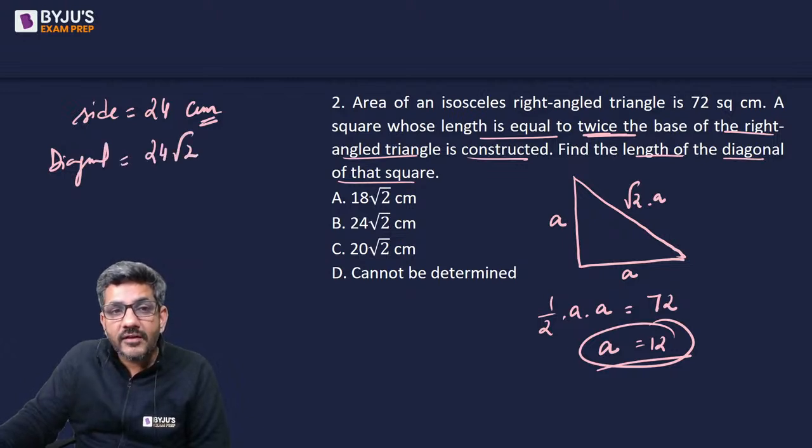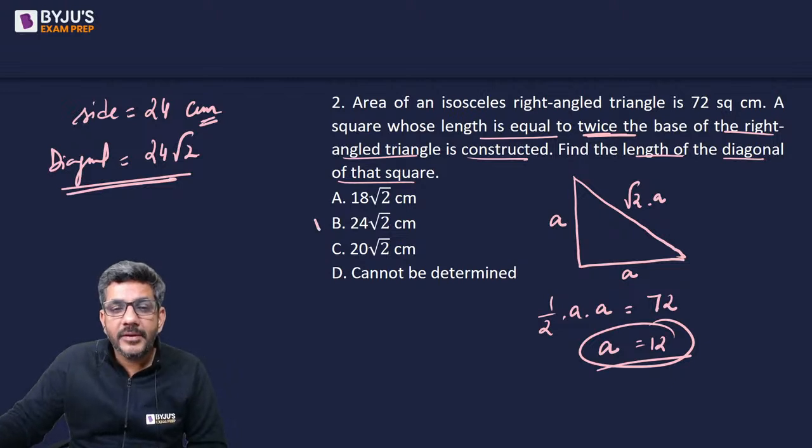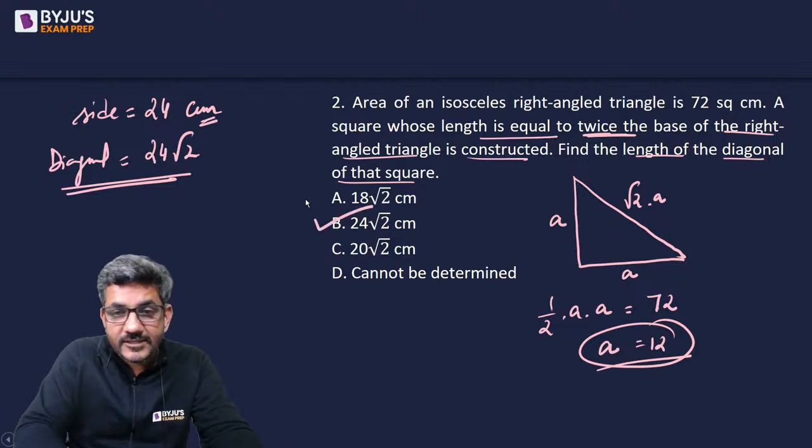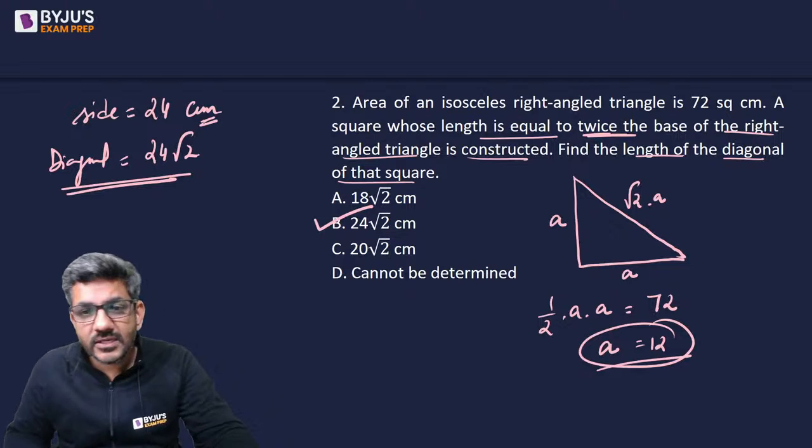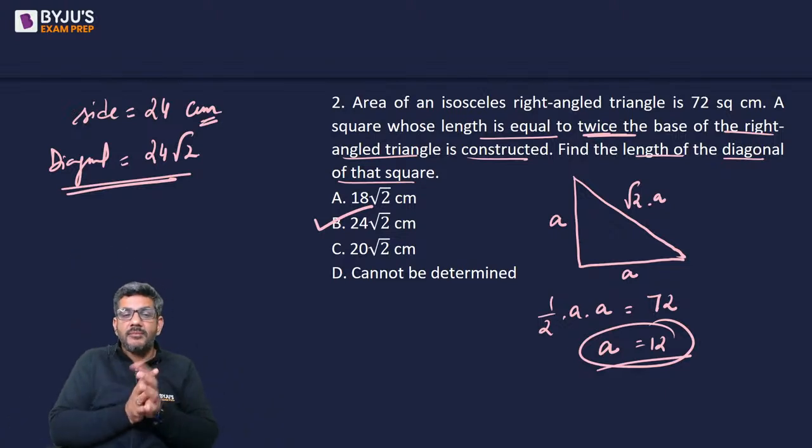It would be 24 root 2. So B option is the right answer for the second question. Pretty easy question. Both of them have been answered correctly by Music Core till now.